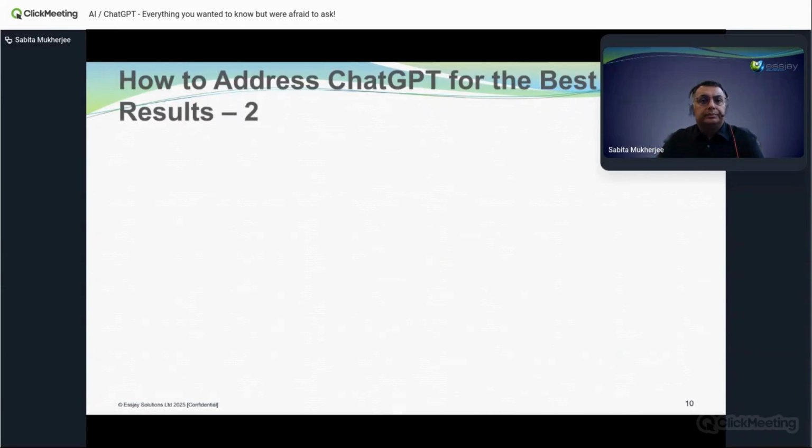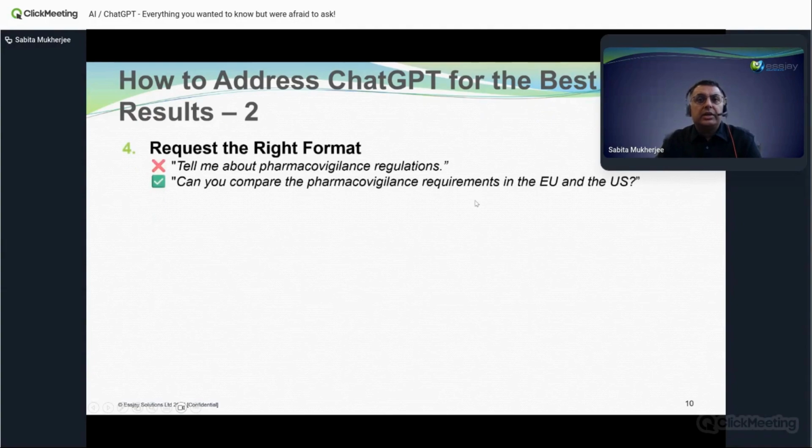So moving on, request the right format. So specify if you need a summary, an example, comparison, or pros and cons. So rather than saying, tell me about PV regulations, you would say, can you compare the PV requirements in the EU and the US?